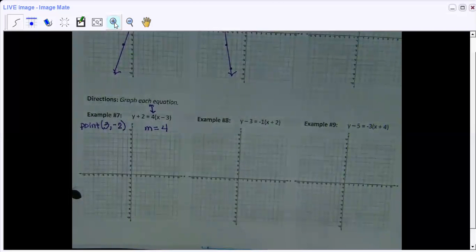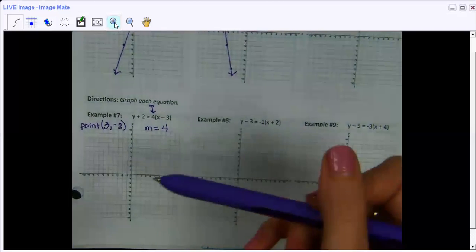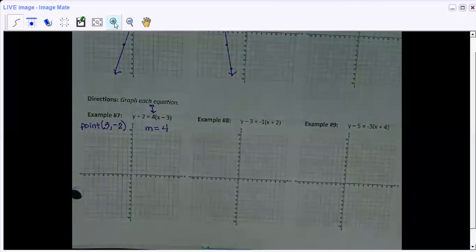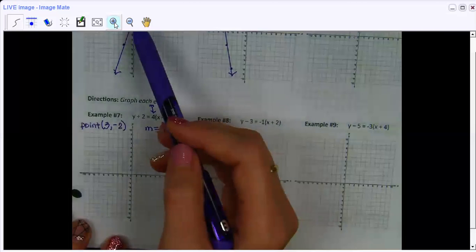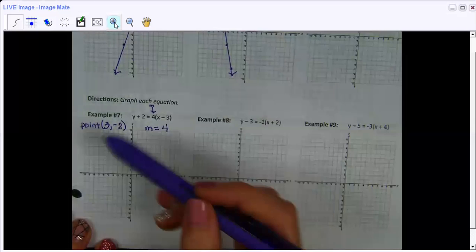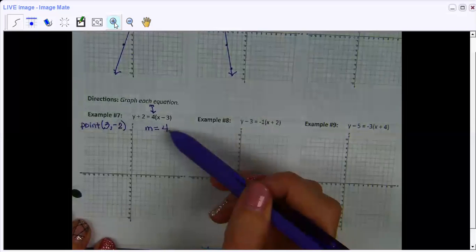If it helps you to remember, when you're dealing with point-slope and you're trying to pull out the point, it's the opposite of what it looks like in the equation. It's always like that. So now to graph it, you're going to graph it like you did examples 4 through 6. Plot your point and then graph your slope.